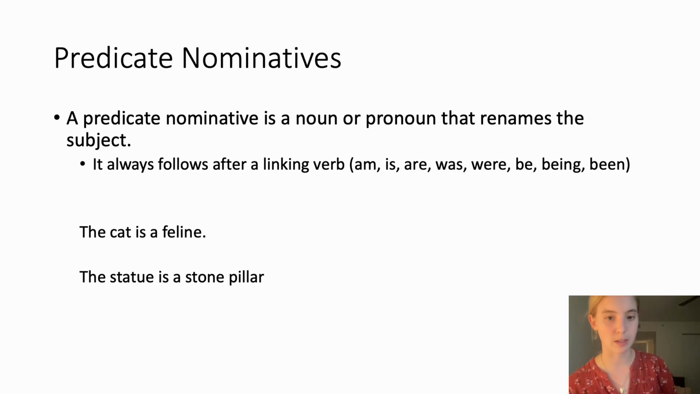So let's take a look at the 2 sentences below. The cat is a feline. The subject of this sentence is cat. So I underline it once and I put an S above it.